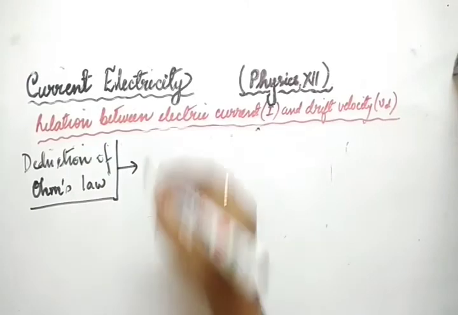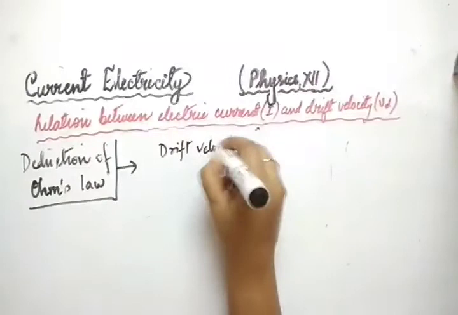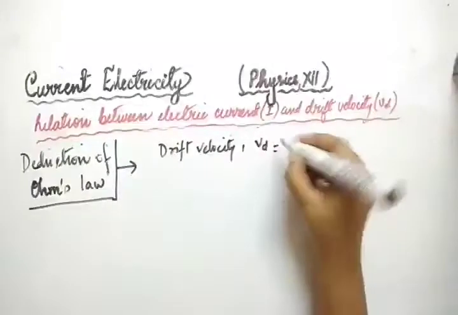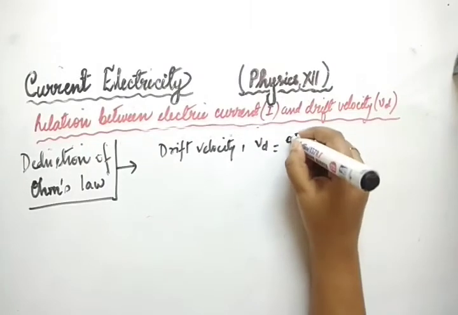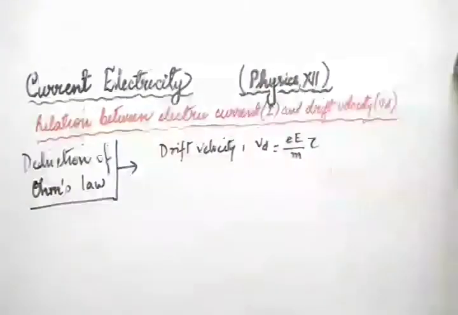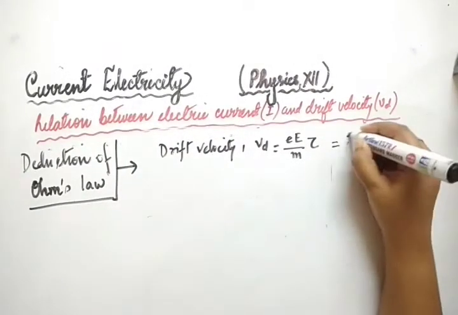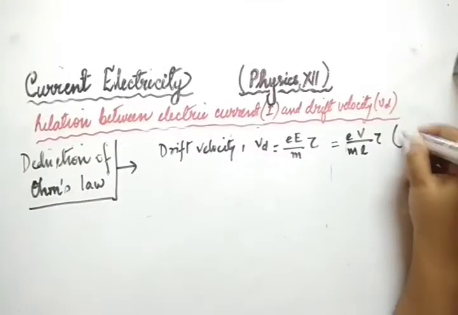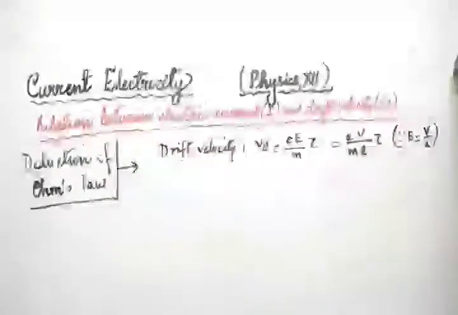So we know drift velocity is given by, let us take only the magnitude. Okay, no need to put the minus sign, eE/m tau. This is our expression for drift velocity. Now we can also write this as V by mL into tau, since E equals V by L, this is capital V.